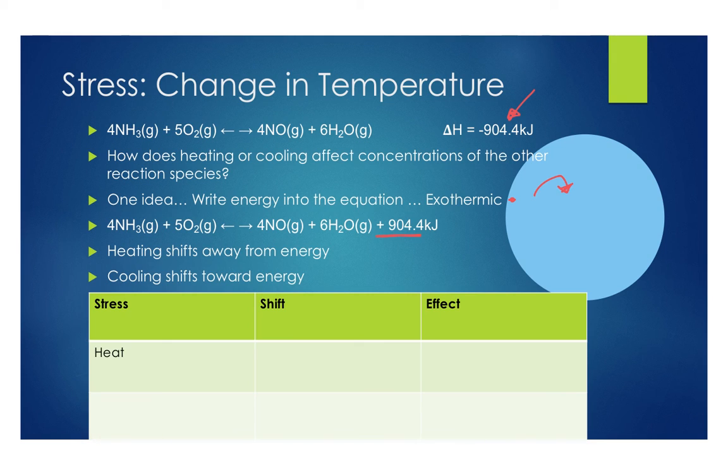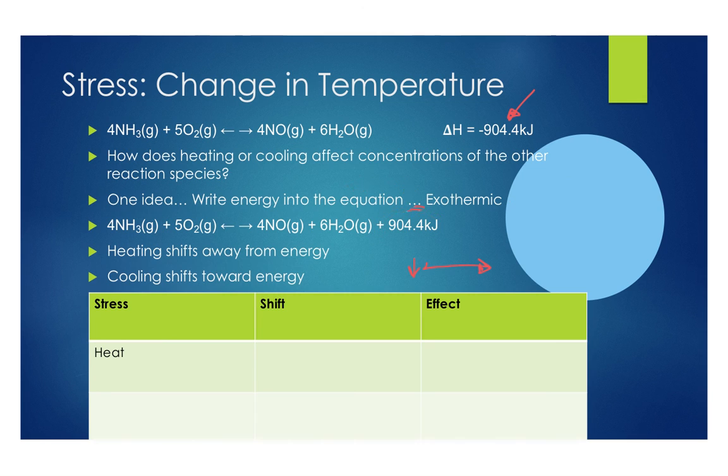And if we write it into the product side, then we think the same thing that's going to happen, right? So heating is going to shift away from energy. Cooling is going to shift toward energy, okay? Heating is going to make it so we try to eliminate some of the energy that's produced. Cooling is going to get us to try to create more energy to replace the lost heat to an outside system. So heating shifts us away from energy. Cooling shifts us toward energy.